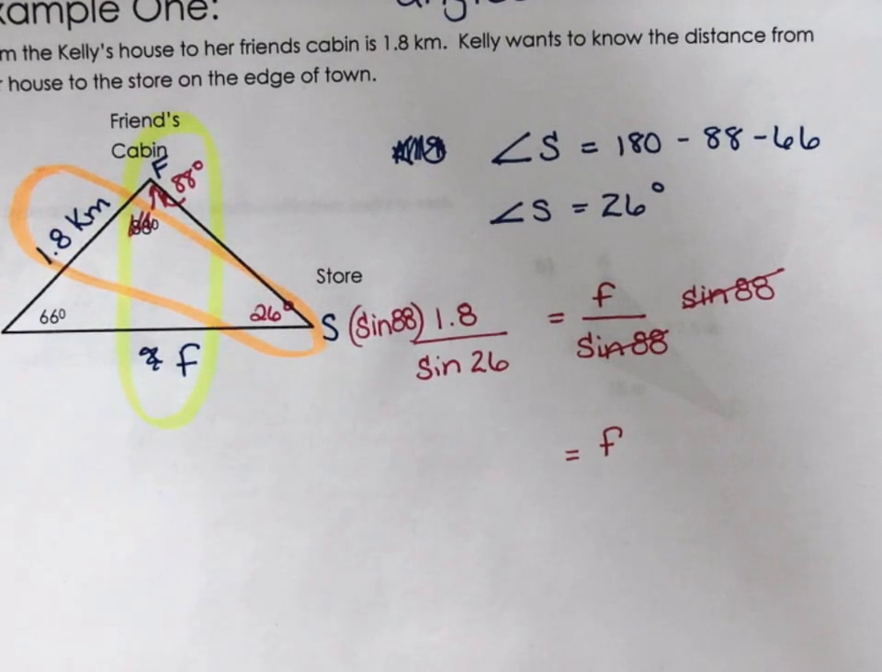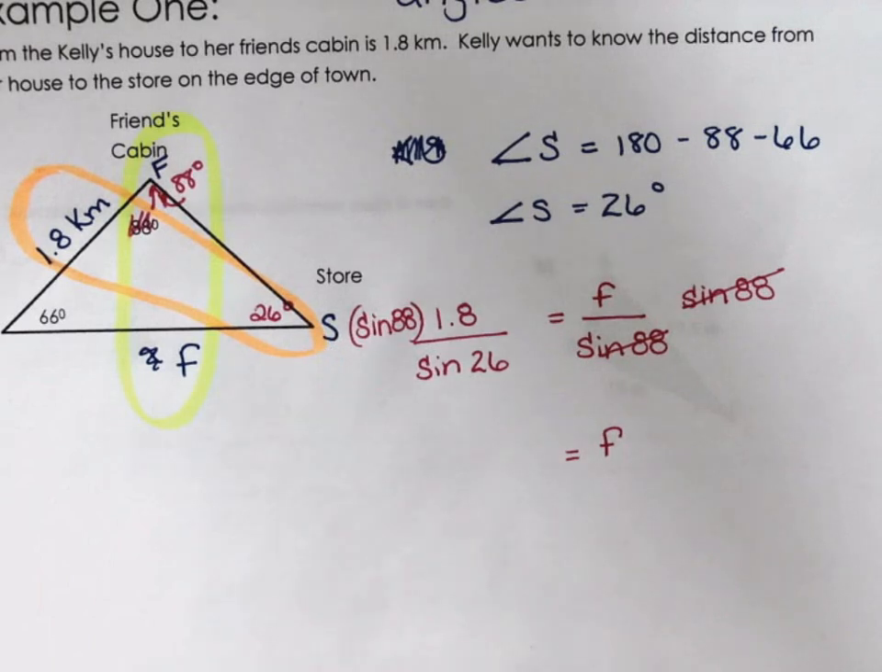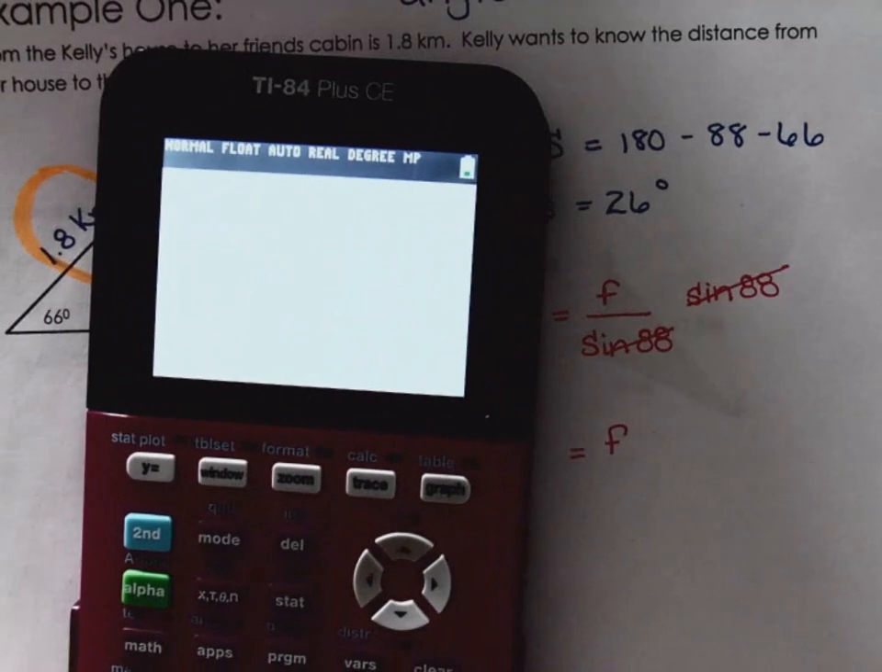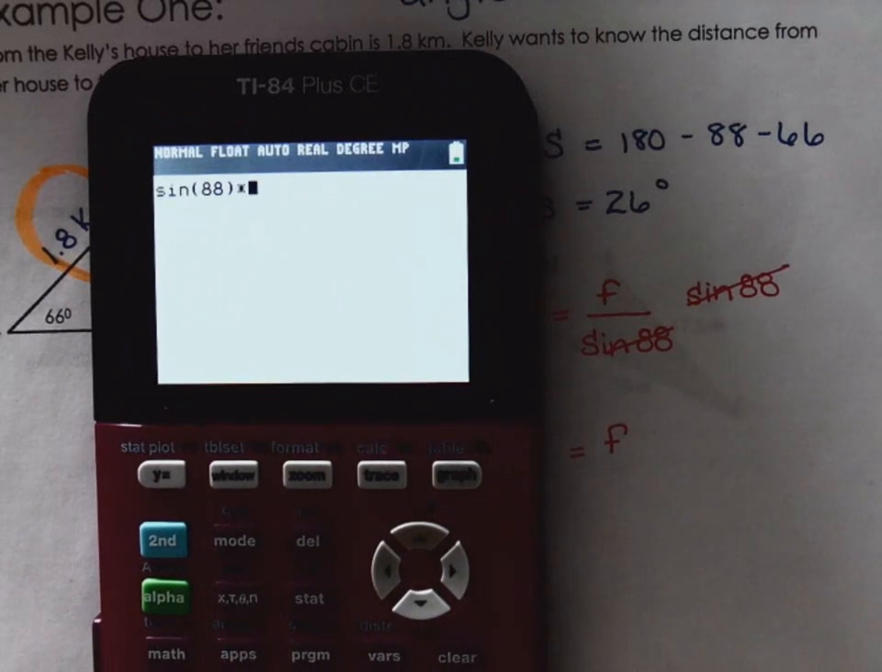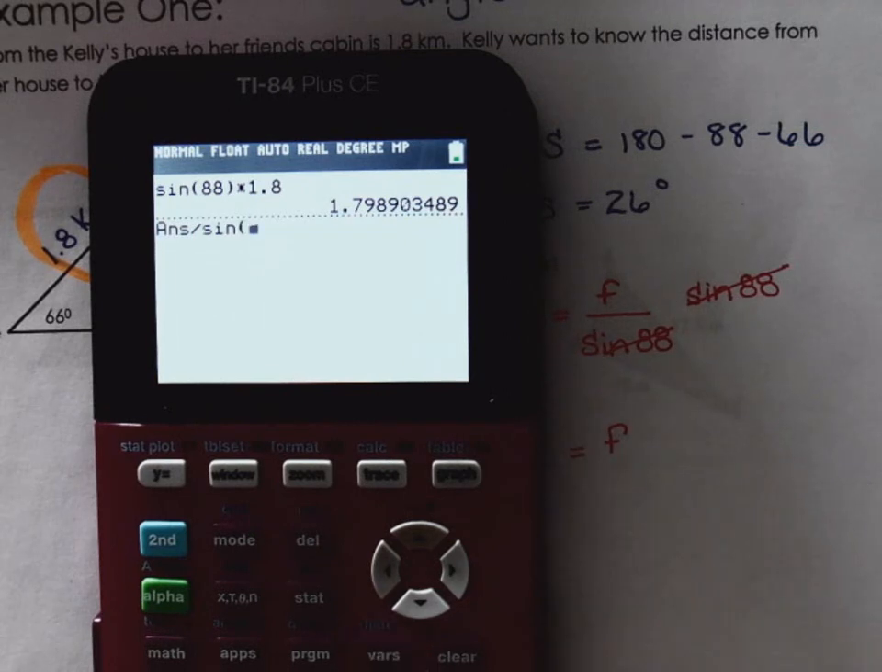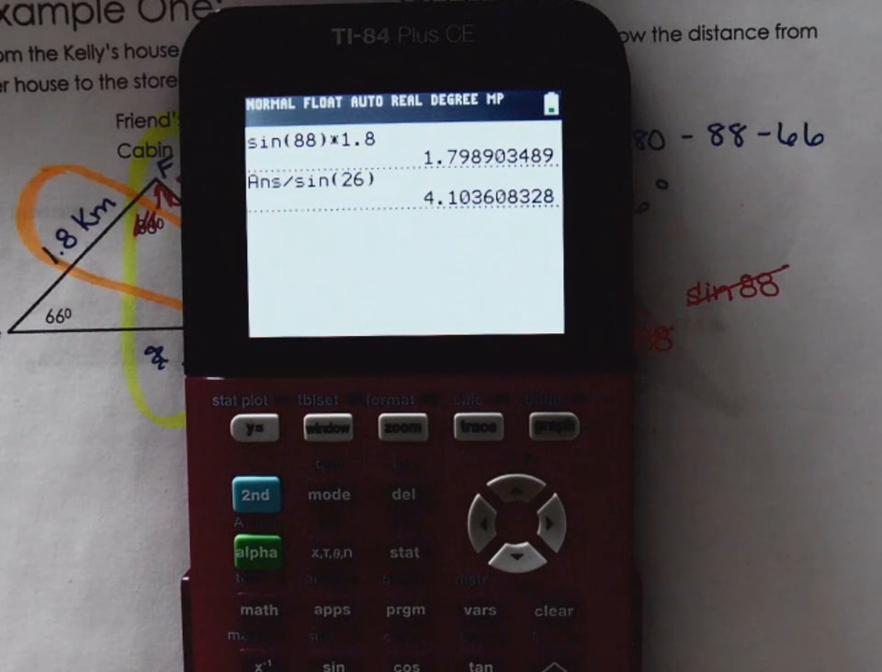And now I've got to do that math. I would suggest that you do it all in your calculator. I wouldn't show me what sine of 88 degrees looks like as a decimal, unless you want to write that out, if that makes sense to you. So in my calculator, I'm going to do sine of 88, close the brackets, times by 1.8. I can either hit enter now, or I can go right into my divide. I'm going to hit enter just to get that decimal. And then I'm going to divide by sine of 26, close that bracket, and it's going to give me 4.10.